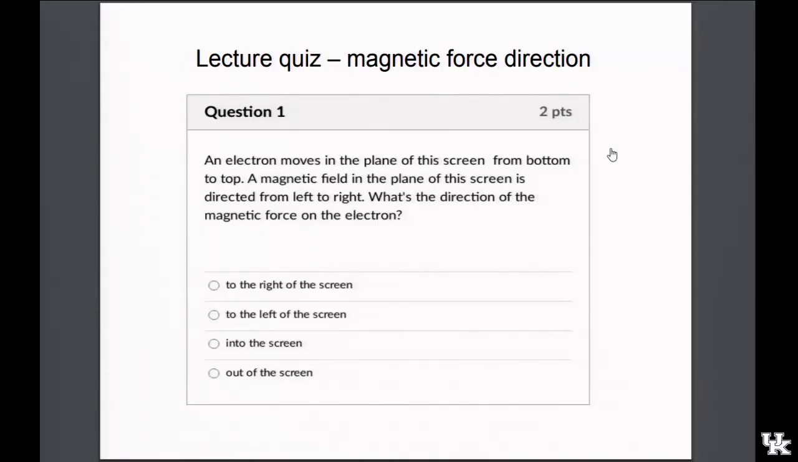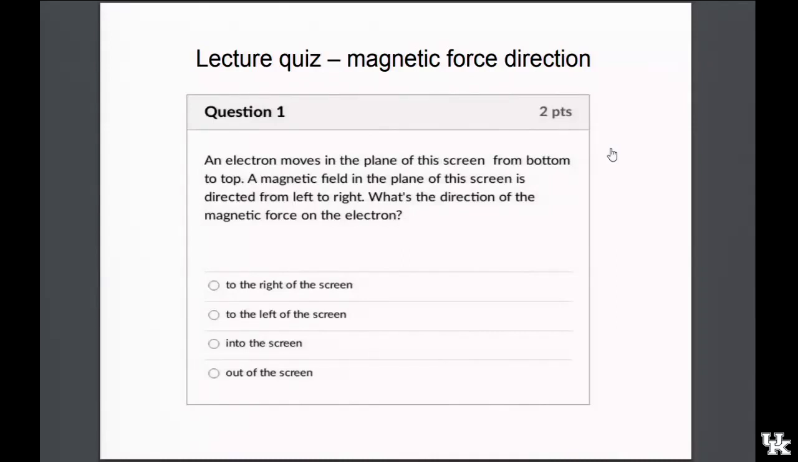Normally I just forget, to begin with, whether this is positive or negative charge. I'm just going to worry about that right at the end. To begin with, I'm just thinking about motion and field. The electron is moving upwards, so I'm going to point the palm of my hand upwards. The field is from the left to the right, so my fingers point from the left to the right. My thumb is pointing in towards the screen.